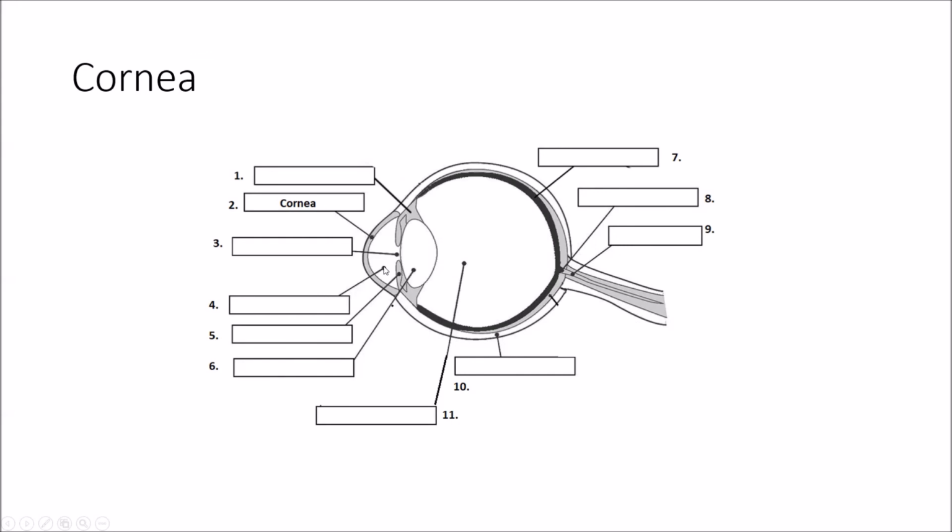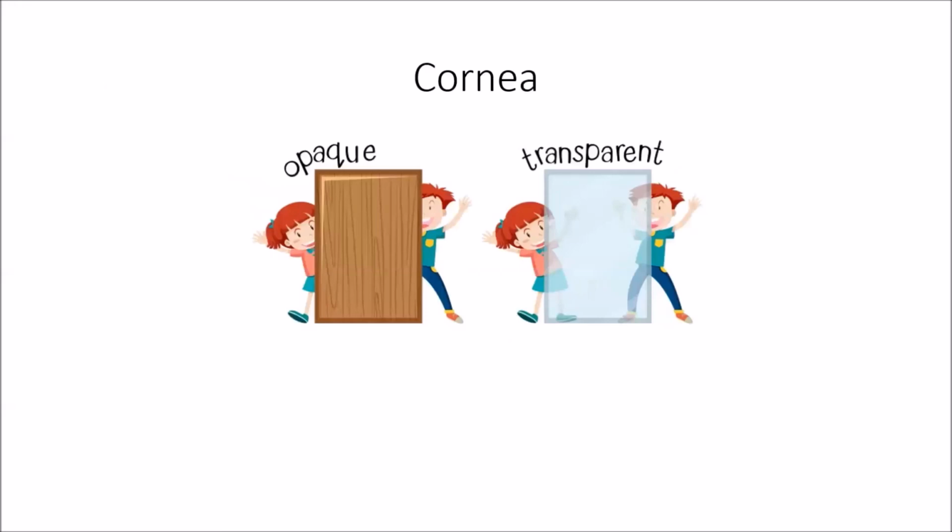Okay, so let's talk more about the cornea. It's basically a clear, or I should say a transparent lining that you find at the front of the eye. So this is what the light is actually going to pass through in order to enter the eye. Okay, so one of the important things to remember about the cornea is that it is transparent.